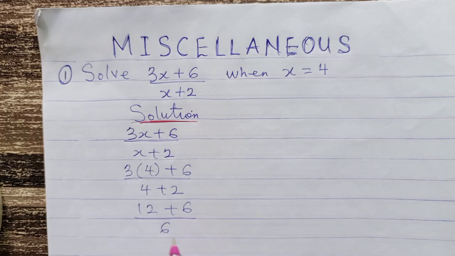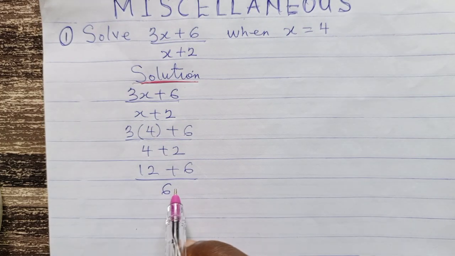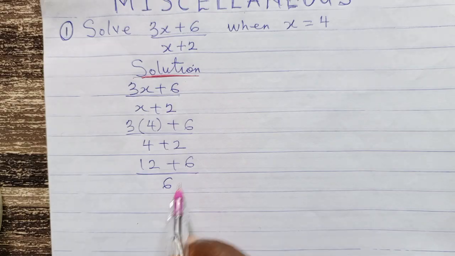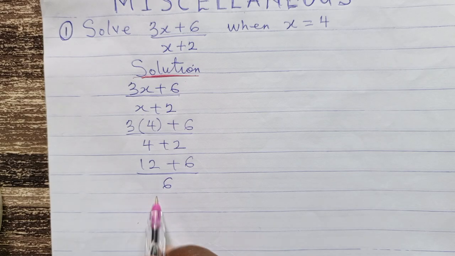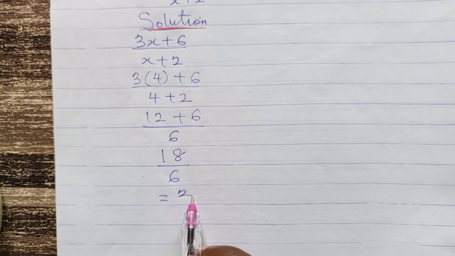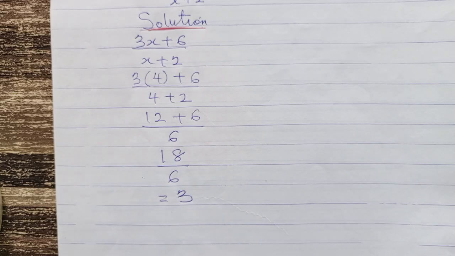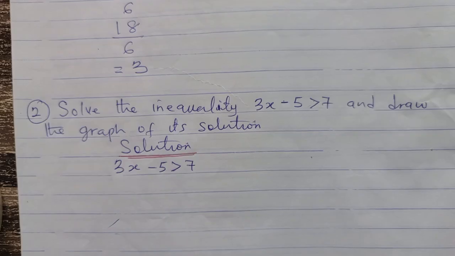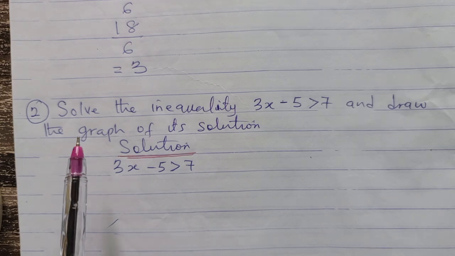Is 6. So what is x? 12 plus 6. 12 plus 6 is what? 18. So we have 18 divided by 6. And 18 divided by 6 is equal to what? Is equal to 3. So this is the answer for the first question. So let's move to question 2.